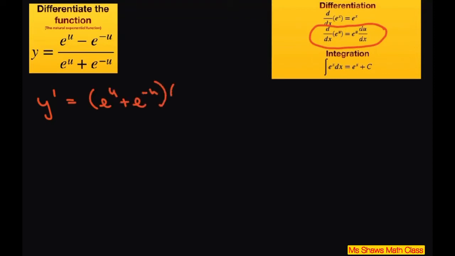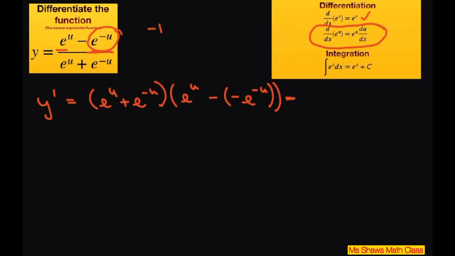times the derivative of the numerator. So you just take each piece: the derivative of e to the u is just this one. That's e to the u power minus, and then for this one, the derivative of negative u is just negative 1. So we're going to write this as negative e to negative u. All right. Now let's do the second part.